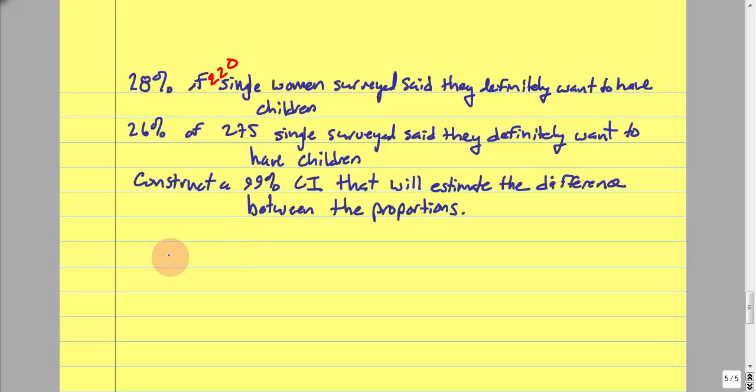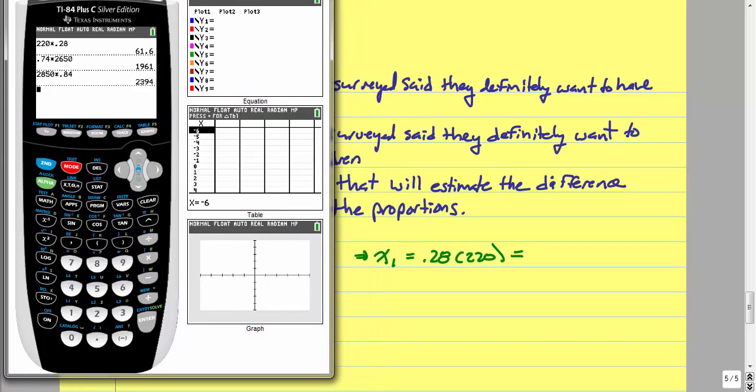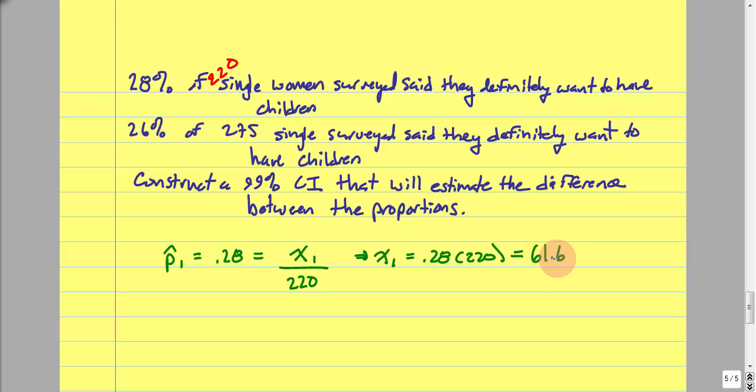So let's go ahead and work with P hat 1 first of all. Well, we already know P hat 1 is 0.28. What we don't know is how many people responded out of the 220 that said they wanted children. So X1 in this case would be 0.28 times 220. Now, if this gives us a nice integer, that would be good, but if it doesn't, you'll just need to round. So we have 0.28 times 220. So we do get a fraction and a decimal here. I'm not going to be able to put this into the calculator as 61.6 because the calculator is thinking you need to have the specific number of people. We can't have, in this particular case, 61.6 people. So we'll have to round that.